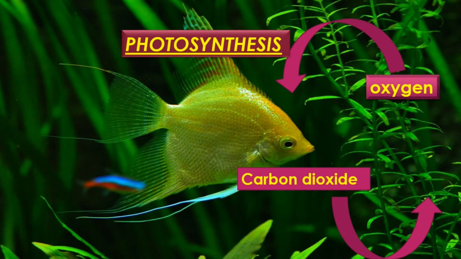Hence, in this way, the aquatic plants clean the water by taking in the carbon dioxide and releasing oxygen with the help of the process called photosynthesis. This oxygen is later utilized by the aquatic animals.